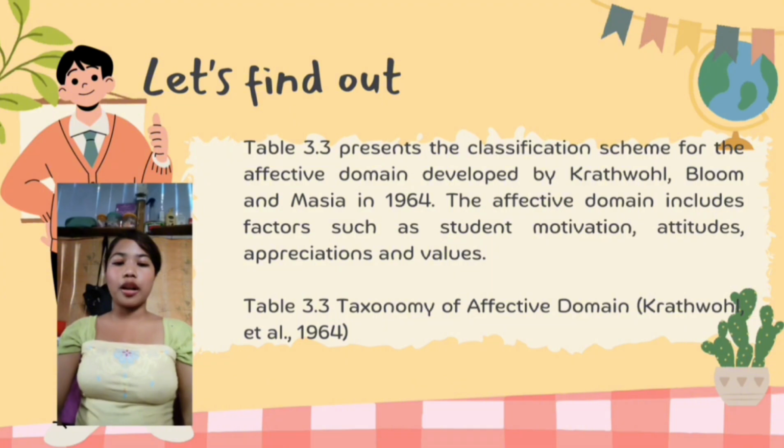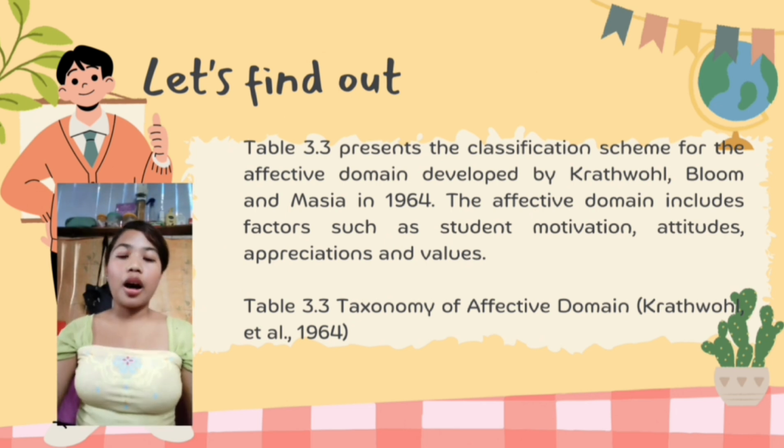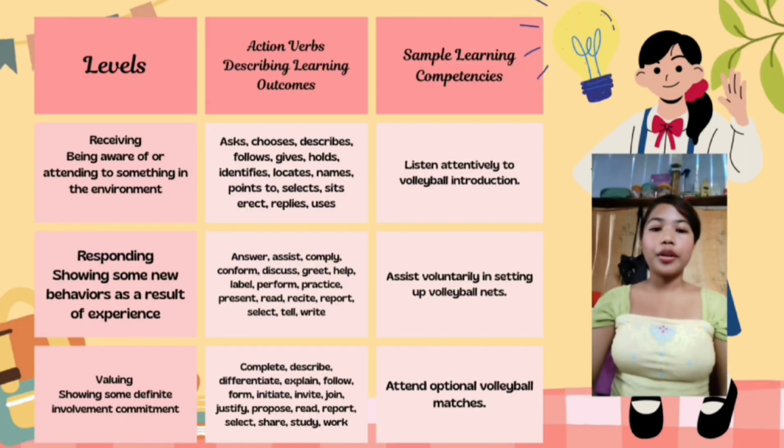1964. So, before we dig deeper, let us define what taxonomy is. Taxonomy is the science of naming, describing, and classifying organisms. Under this taxonomy, there are different levels, action verbs describing learning outcomes, and samples of learning competencies. One of the levels is receiving. So receiving, the action verbs describing learning outcomes is being aware or attending to something in the environment.